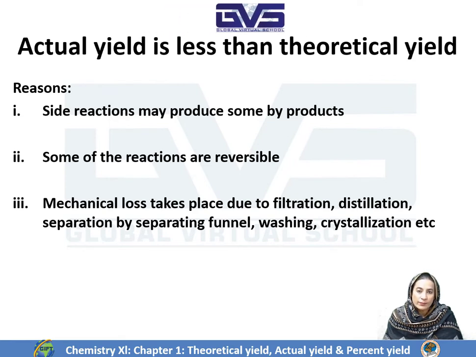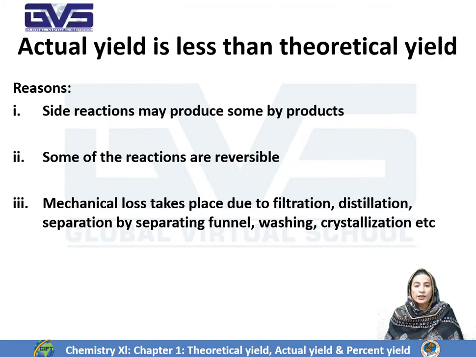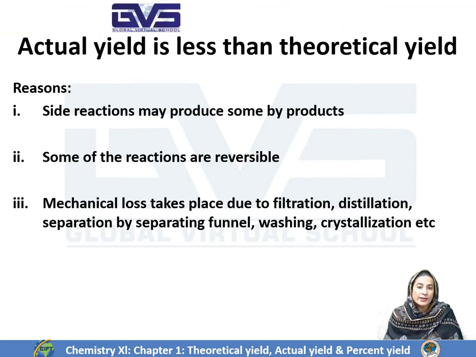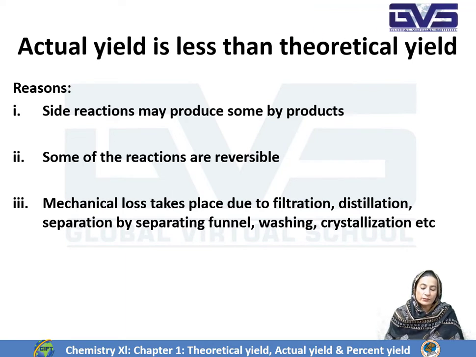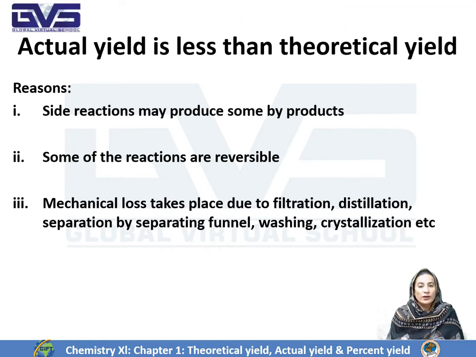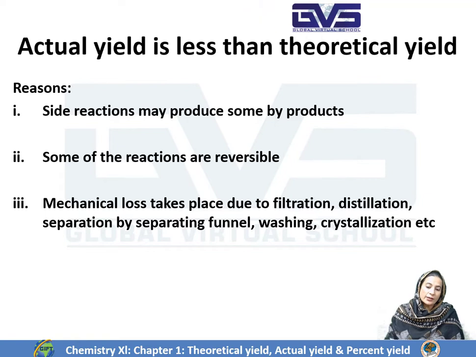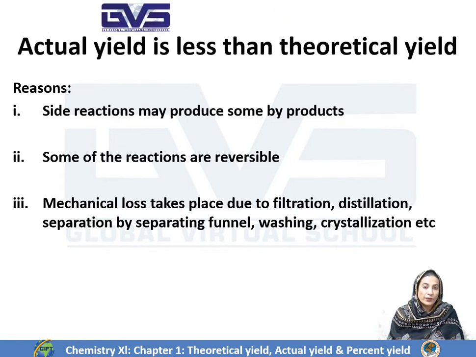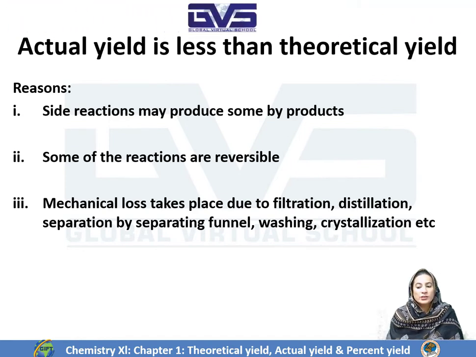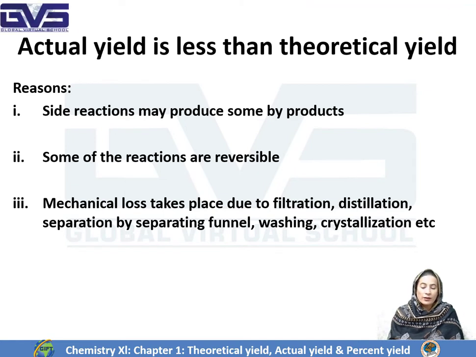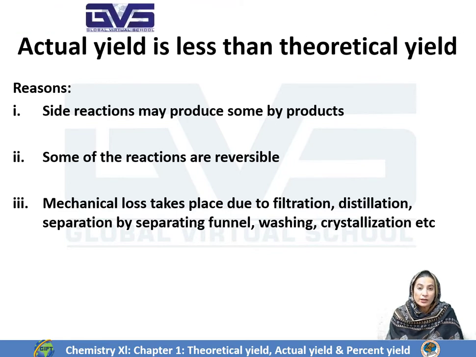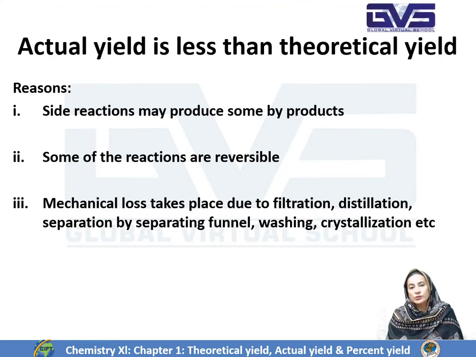Side reactions may produce some byproducts. Side reactions are those that give undesired products. Because we are focused on one product, but some other products are formed that also consume the reactants, whereas we consider that only our desired product is formed and all of the reactant is completely converted into our desired product. So this may reduce the actual yield. Some of the reactions are reversible. For example, in ammonia formation, some of the ammonia formed converts back into nitrogen and hydrogen. But theoretically we consider all nitrogen and hydrogen converted into ammonia.